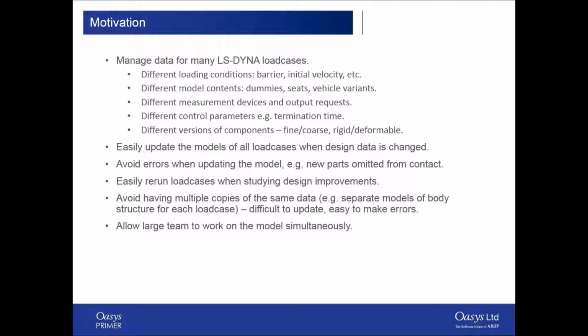And you can avoid having multiple copies of the same data. So for example, having a separate body in white model for different load cases. You can avoid that sort of problem because once you have separate models, they can be difficult to update. You have to update both. If there's an error in one, you might just fix it in one place and not fix it in the other one, and so on. And it also allows large teams to work on models simultaneously.